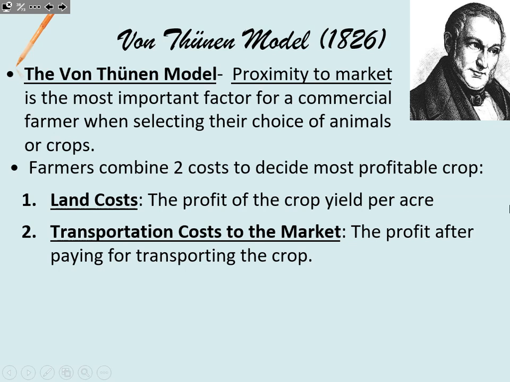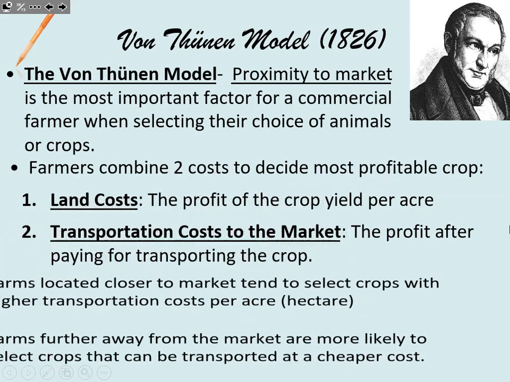Essentially, what's going to happen is I'm going to do some basic, simple mathematics. I'm going to look at my profit. I'm going to subtract my transportation costs, and then that's going to inform me where I need to engage in my agriculture or what crops and animals I need to select so that I can be the most profitable. Because the name of the game in commercial farming is making money.